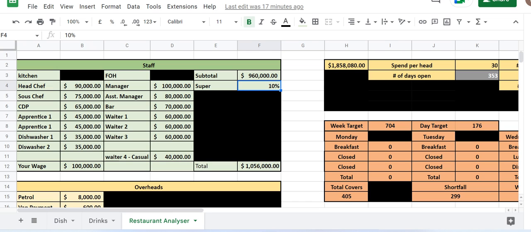You can edit the super. At one point, it'll probably go up to 10.5. I think it is 10.5 for some people at the moment for some reason. But anyway, once you fill in all your wage data here and your super, you'll get your total here. So wages is going to cost you over $1 million a year.